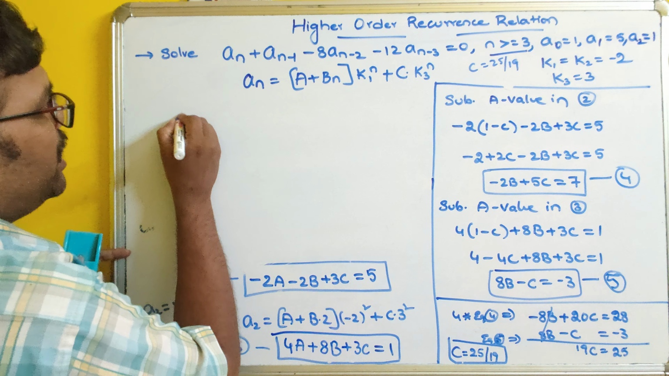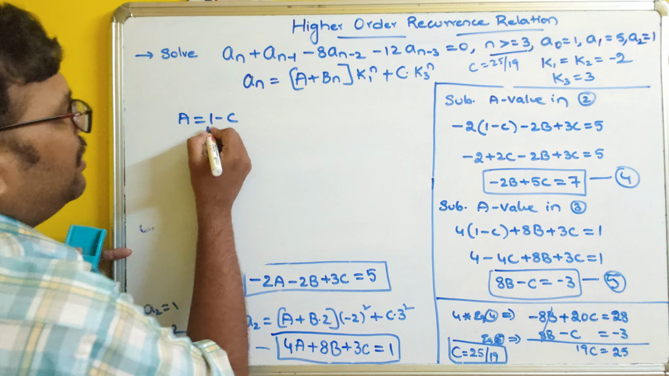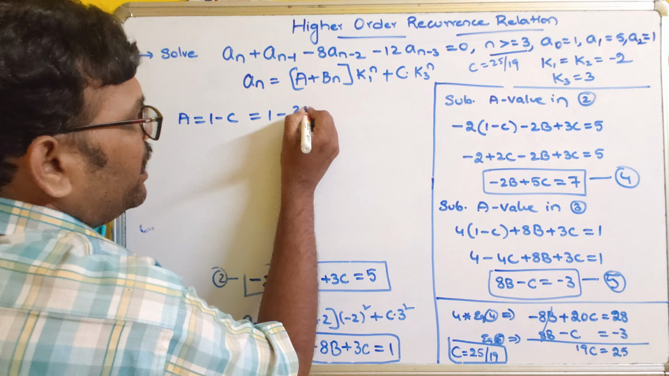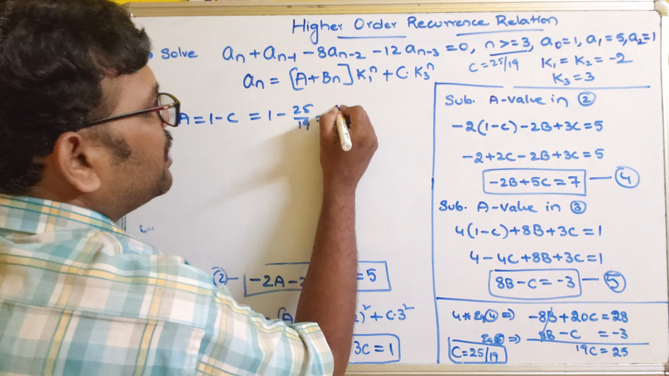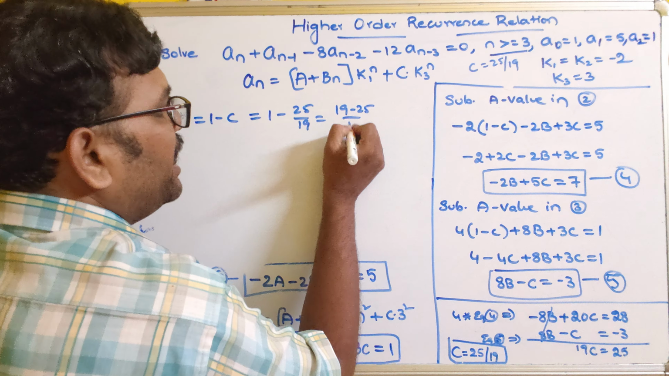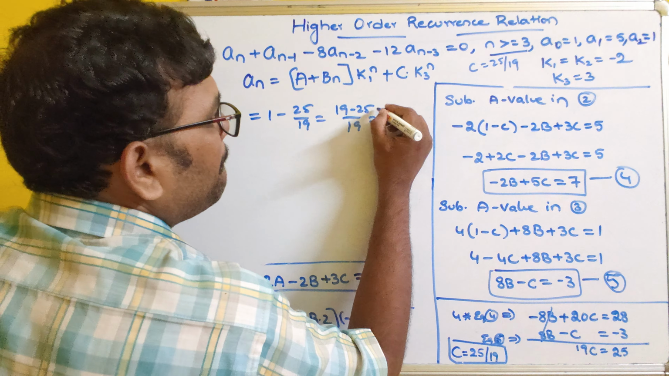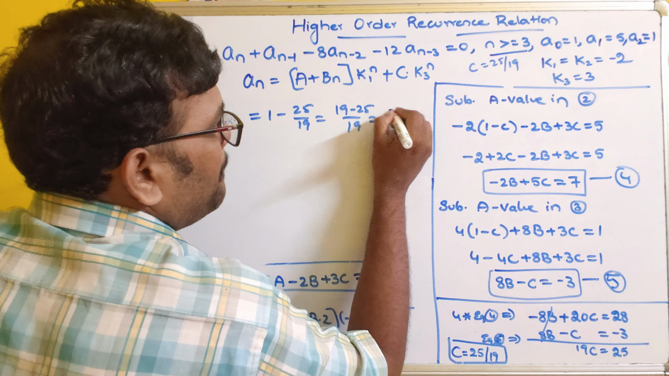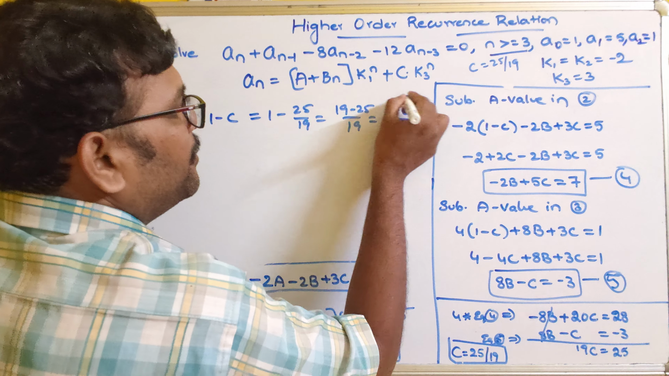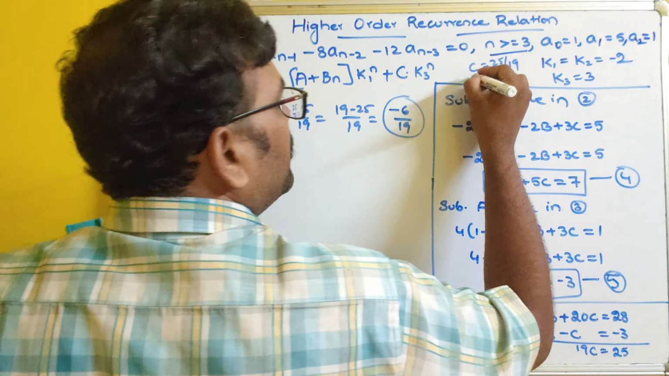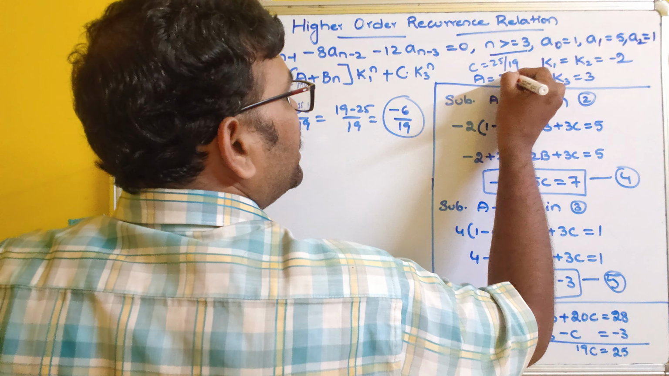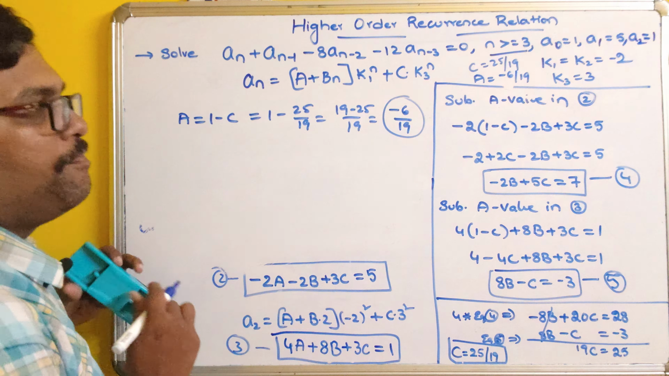So we know that a is equal to 1 minus c. That implies 1 minus 25 by 19, which becomes 19 minus 25 by 19, which becomes how much? Minus 6 by 19. So here a becomes minus 6 by 19.